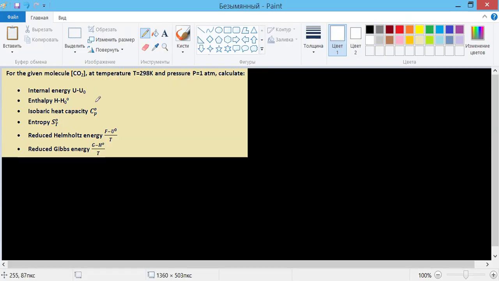For that reason, this notation means that we are going to calculate isobaric heat capacity at the standard pressure, which is equal to 1 atmosphere. The same is about this notation as 0 sub T. That means that we are wanted to calculate the value of the entropy at a given temperature T, but at 1 atmosphere. And also they want us to calculate reduced Helmholtz energy and reduced Gibbs energy. Okay, so let's do it.